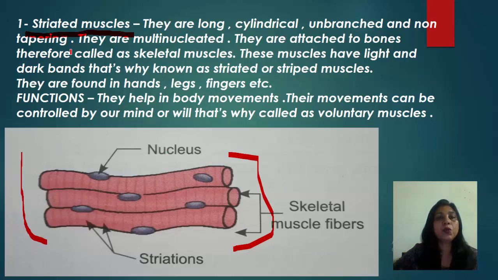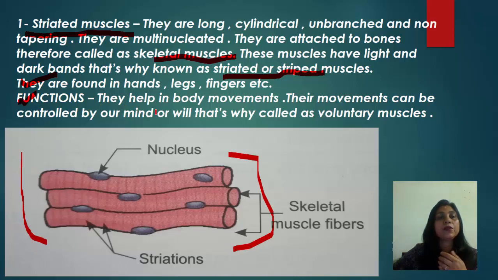They are attached to bones, therefore they are known as skeletal muscles. Striated muscles are also known as skeletal muscles. Why? Because they are attached to the bones. These muscles have light and dark bands. That is why they are known as striated or striped muscles. Where are they found? They are found in hands, legs, fingers, and almost all the external organs of our body.